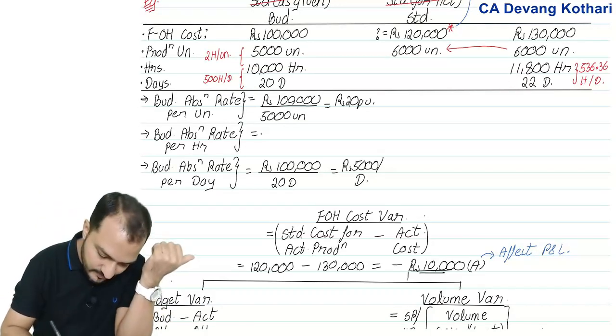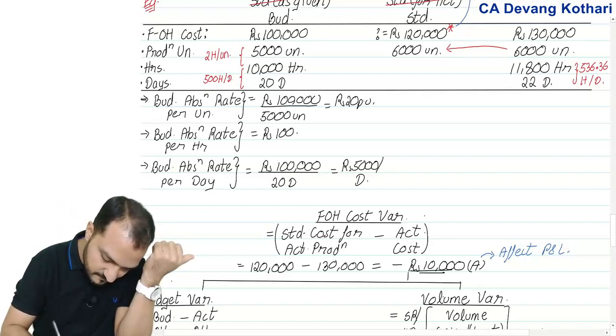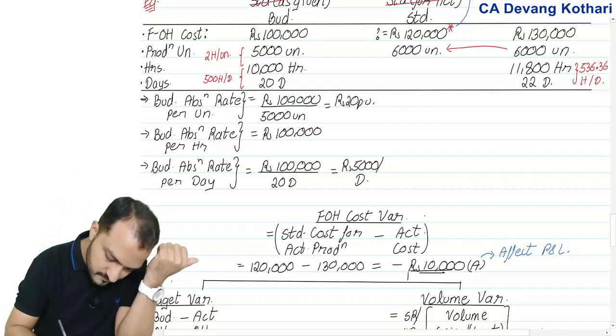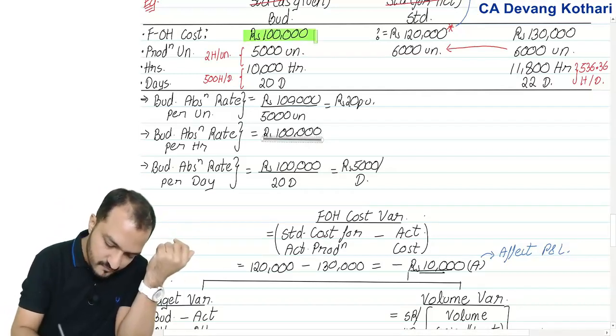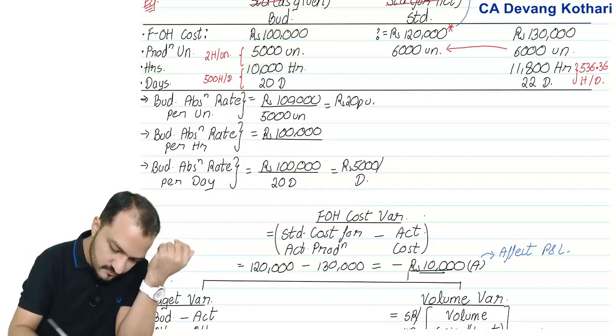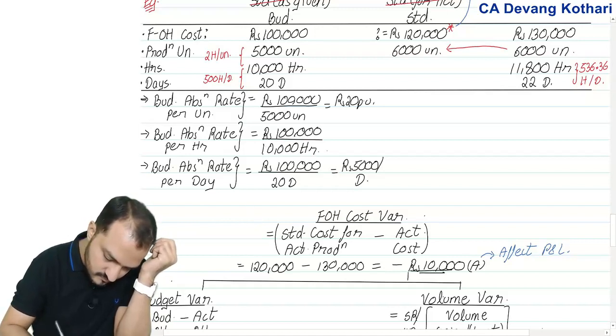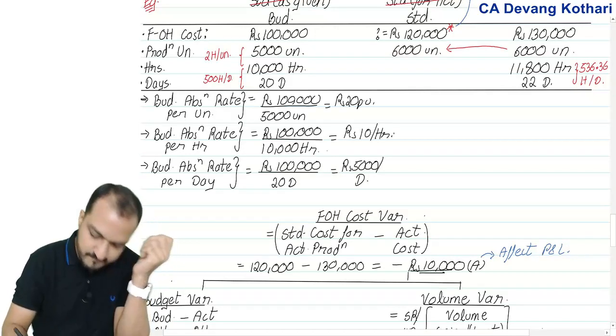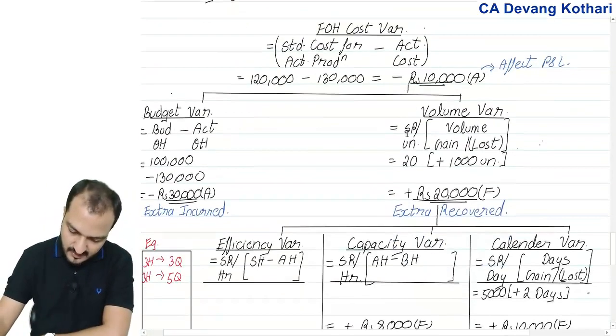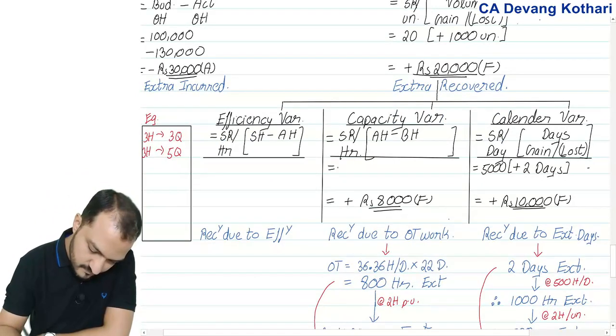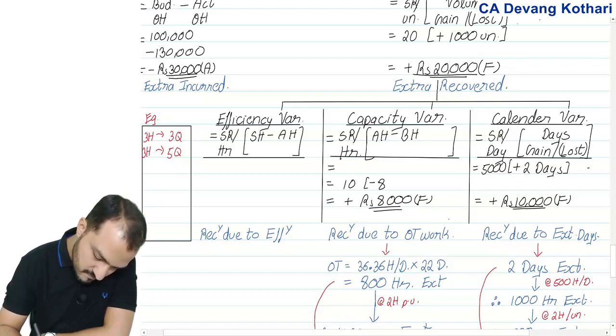variances, right? So my absorption rate per hour can be: budgeted overheads 1 lakh divided by budgeted hours 10,000, which should give me rupees 10 per hour as my recovery rate per hour, and that 10 per hour I can use over here. Ten per hour into 800 hours.